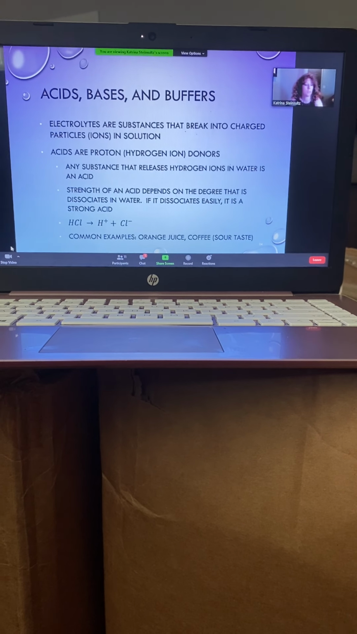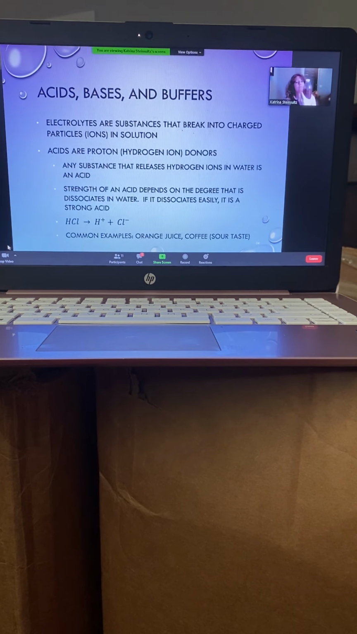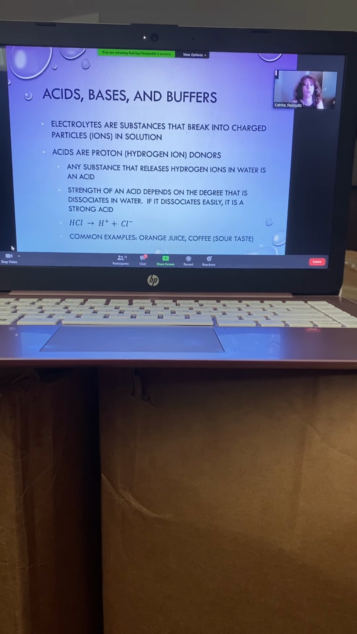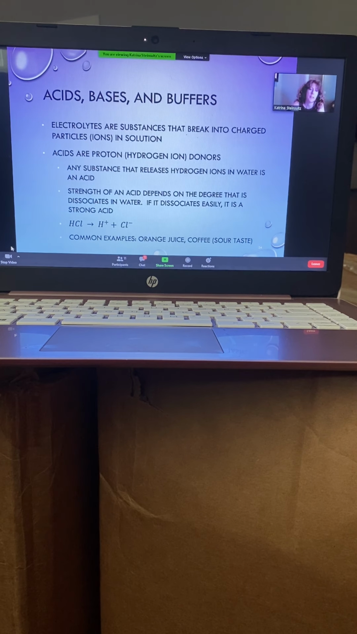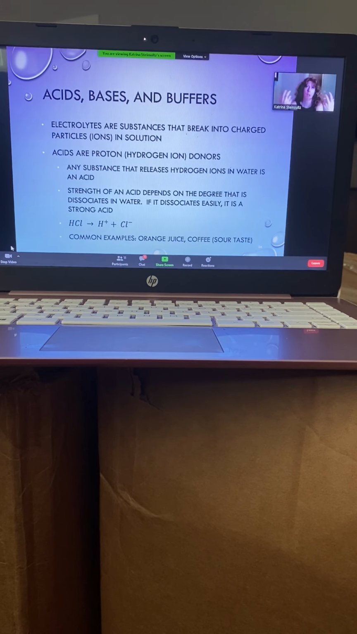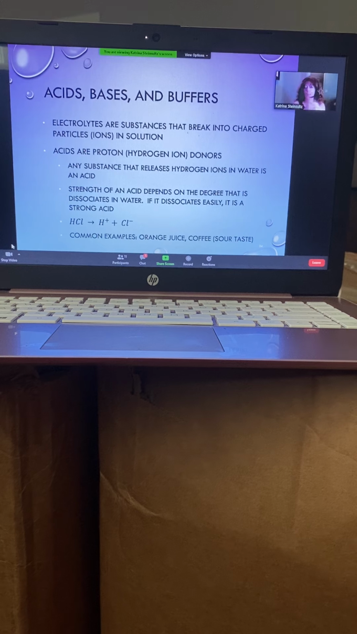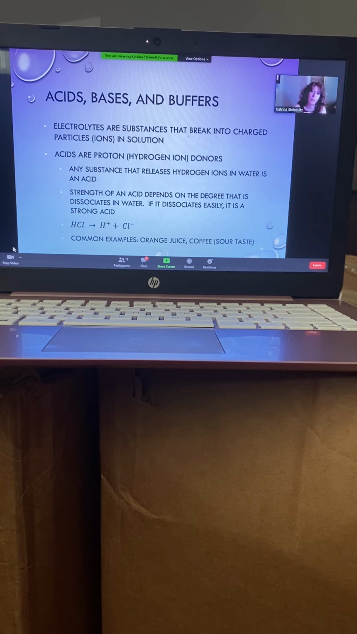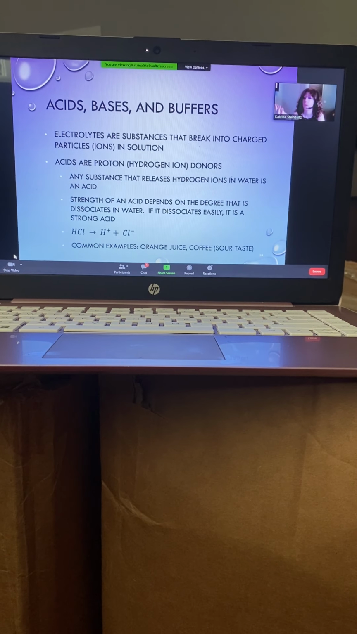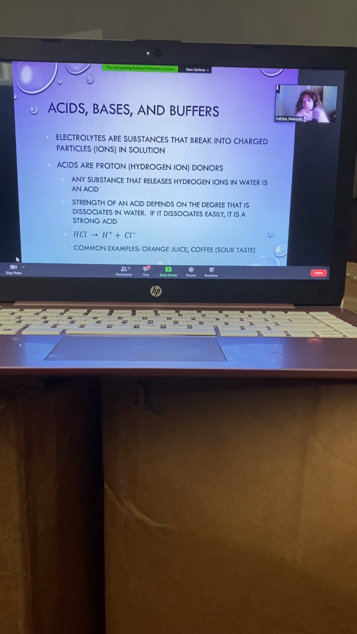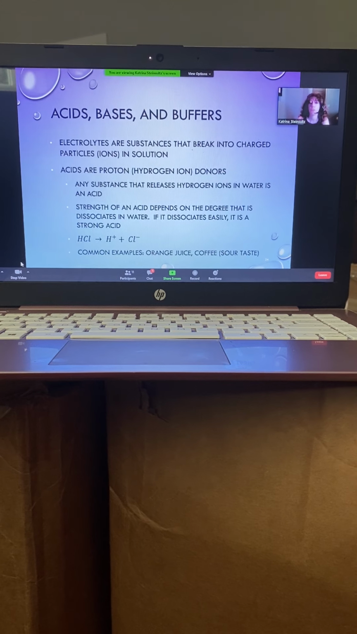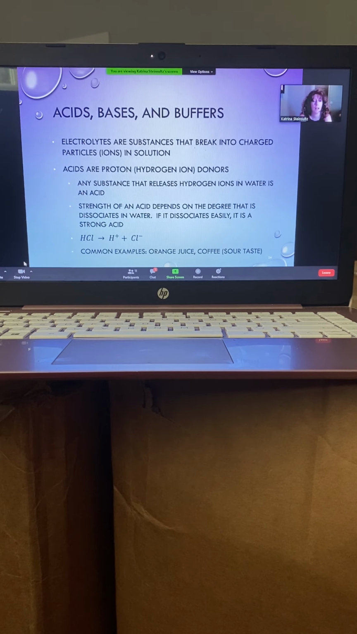So if this were cocoa powder in here, which I will not drink, it's much better in milk. If we were to put something in water and it were to break apart into ions, that would be an electrolyte. So the stuff in things like Gatorade, they put substances in there. Water is your solvent, and it breaks apart into these ions so that it can give you those electrolytes, like Pedialyte, things like that.